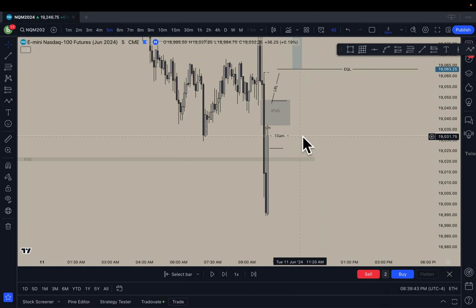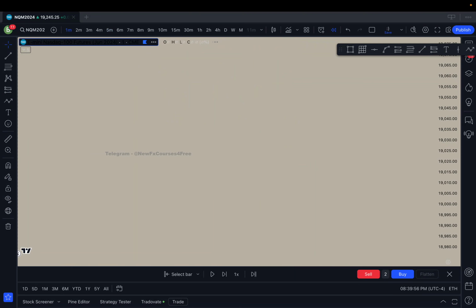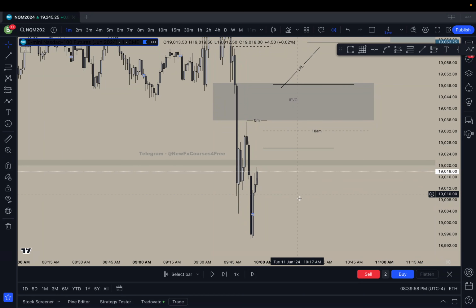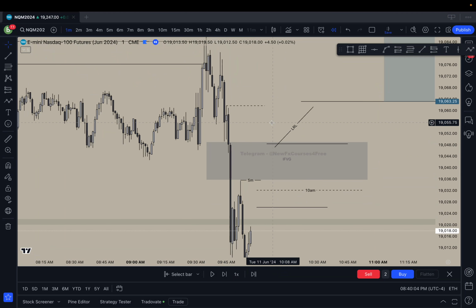Unfilled 5-minute. It always has to be also unfilled fair value gaps. If the fair value gap has already been traded to and then we have this move, there's no reason for us to go back to this high, right? This is why I say it's no higher time frame bias, because your bias could be completely wrong and you can still win the trade.